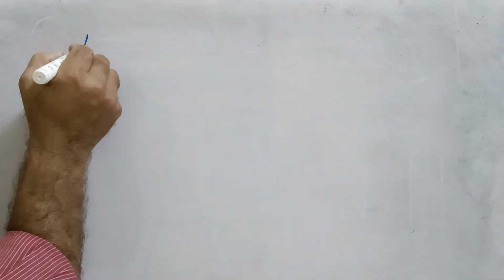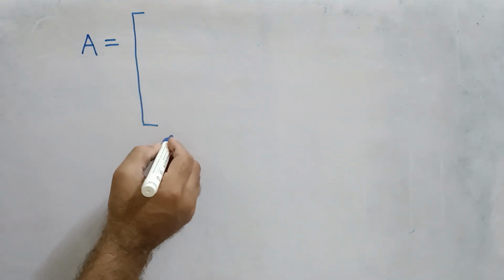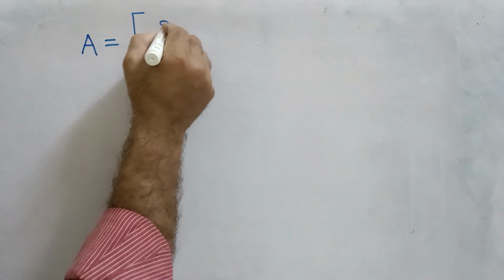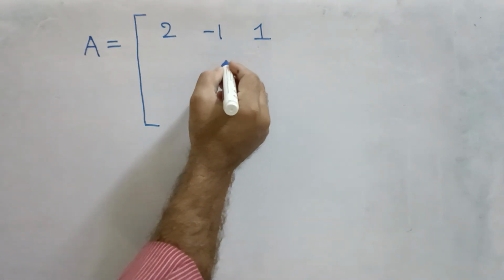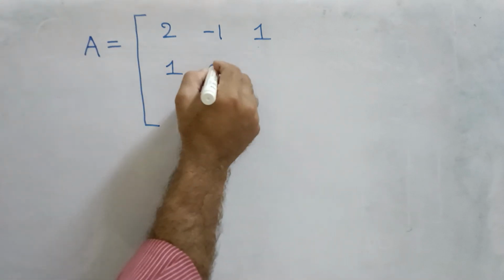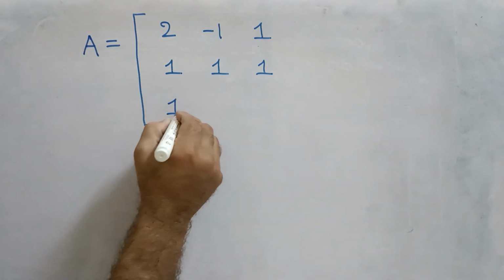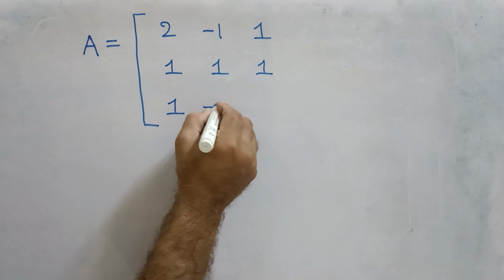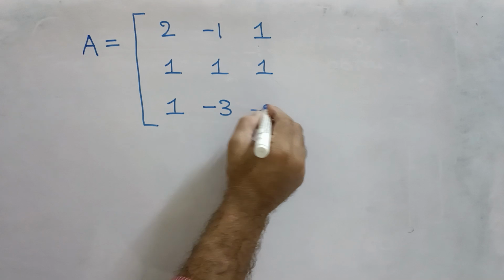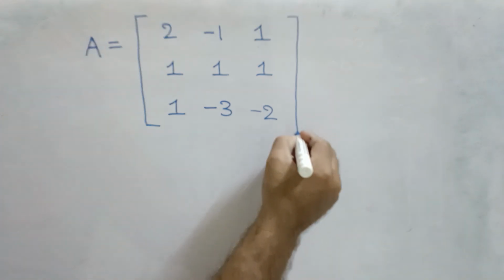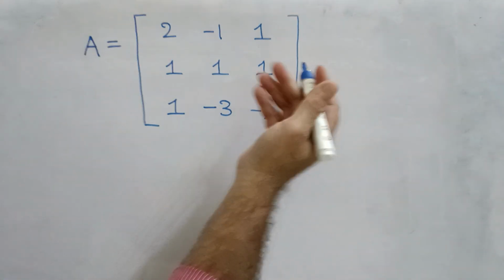You have to take the matrix. What is the A? A is equal to, I am writing the matrix here. What is the matrix here? It is 2, minus 1 and then 1, right? And it is 1 1, it is 1. What is the third one? It is 1 and then minus 3, and then minus 2. Am I correct? This is what A actually is.